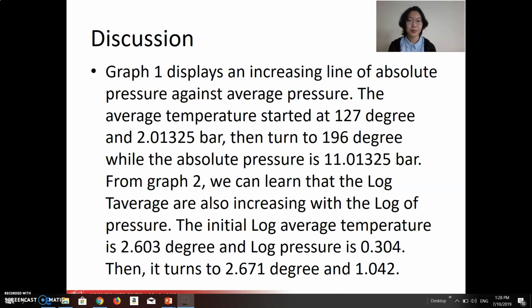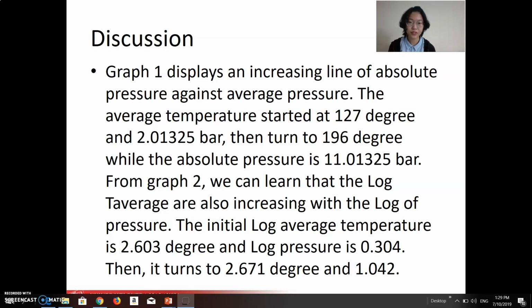Graph 1 displays an increasing line of absolute pressure against the average temperature. The average temperature started at 127 degrees and 2.01325 bar, and then turned to 196 degrees where the absolute pressure is 11.01325 bar. From graph 2, we can learn that the average temperature is also increasing with the log of pressure.